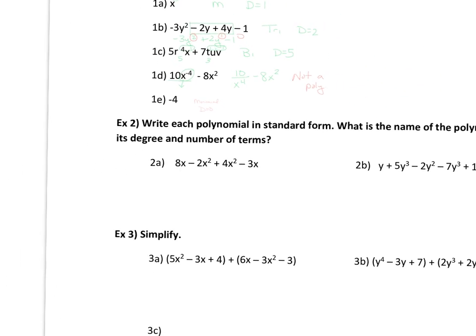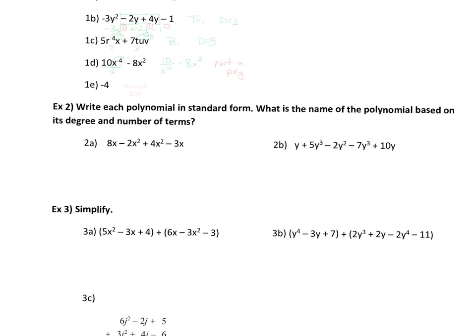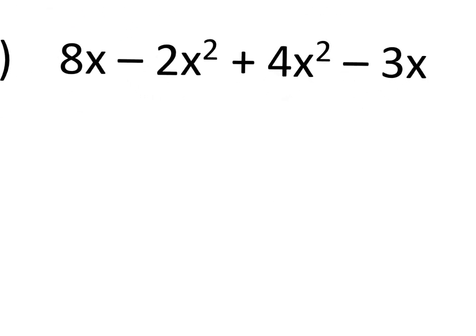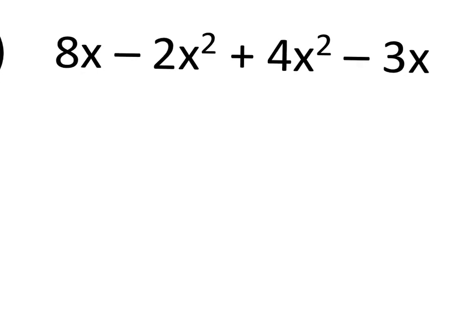All right, so now it says, write each polynomial in standard form, and what is the name of the polynomial based on its degree and number of terms, okay? So first off, standard form, this was one of those vocab words we kind of glazed over a little bit earlier. Standard form is basically clean it up and put it in order, okay?